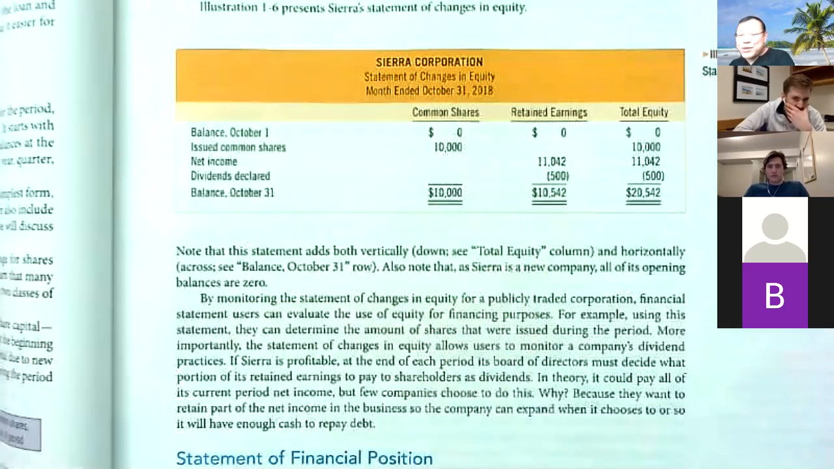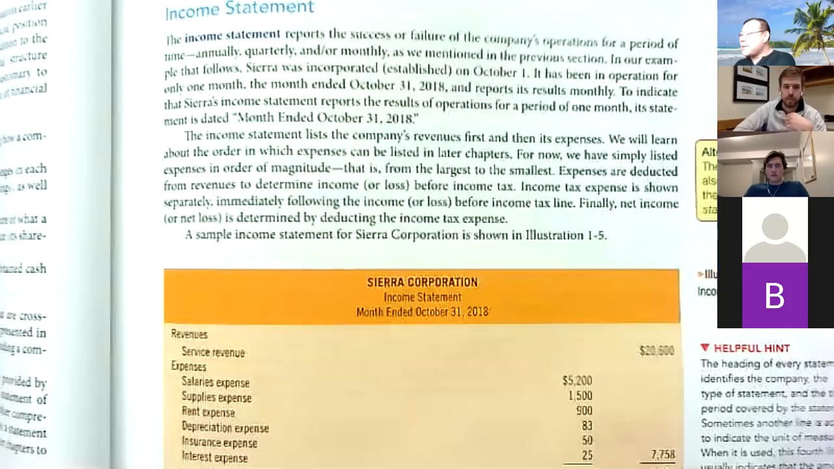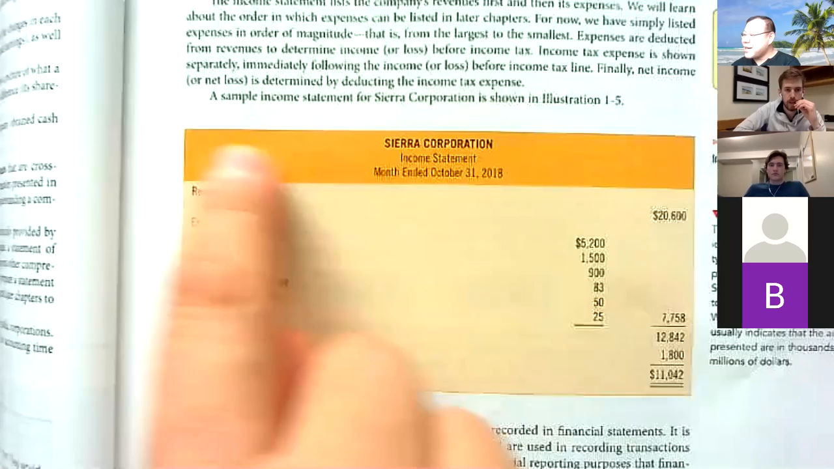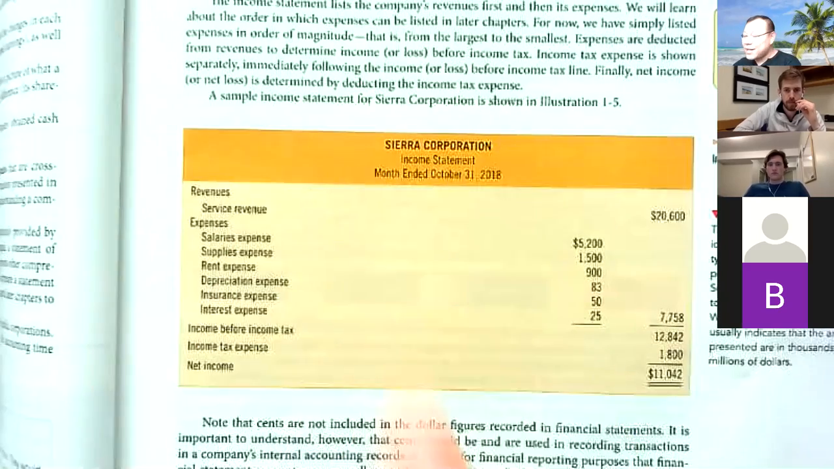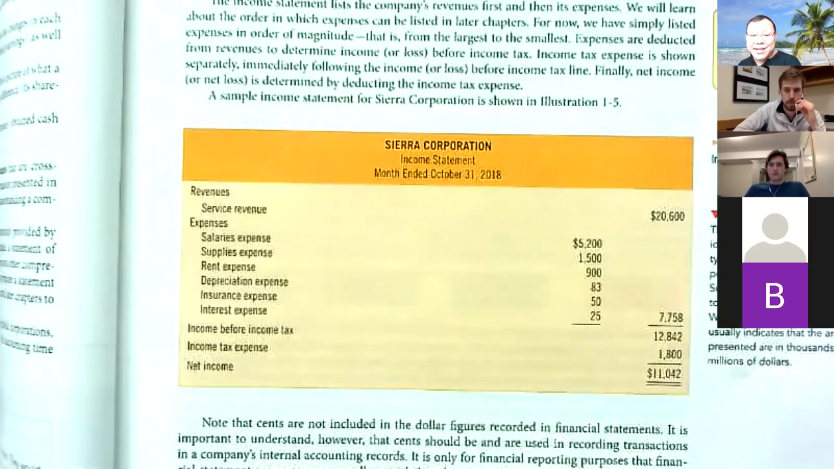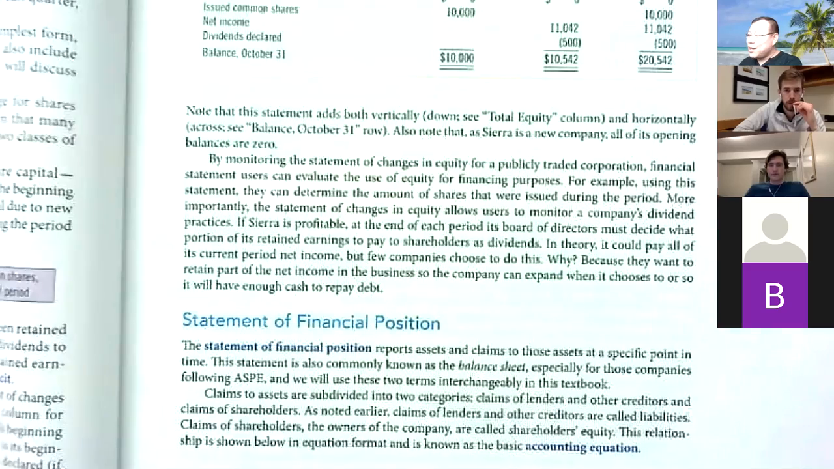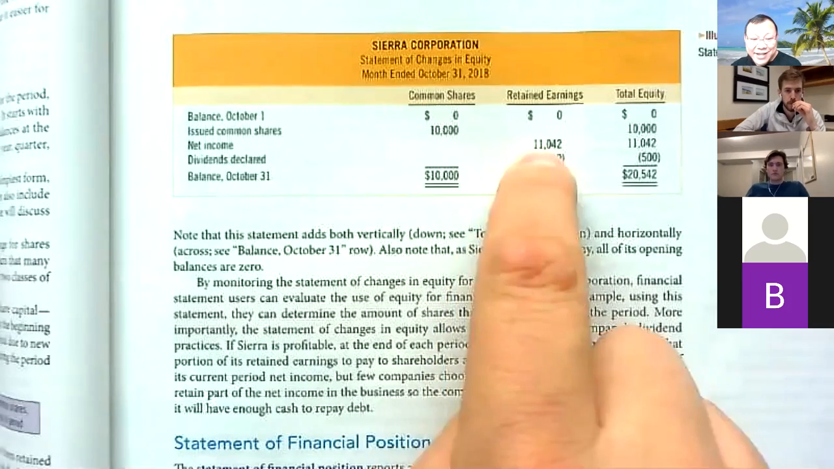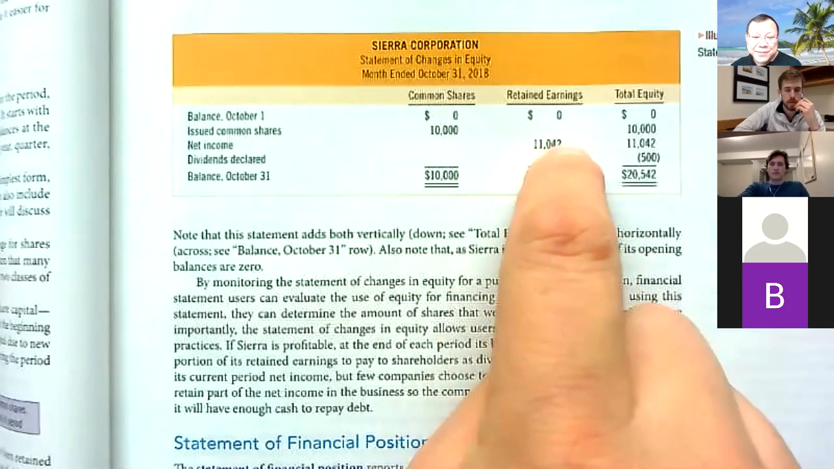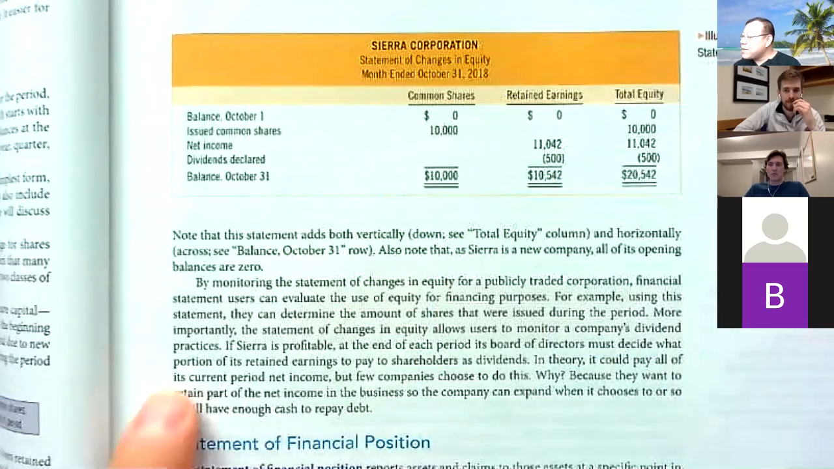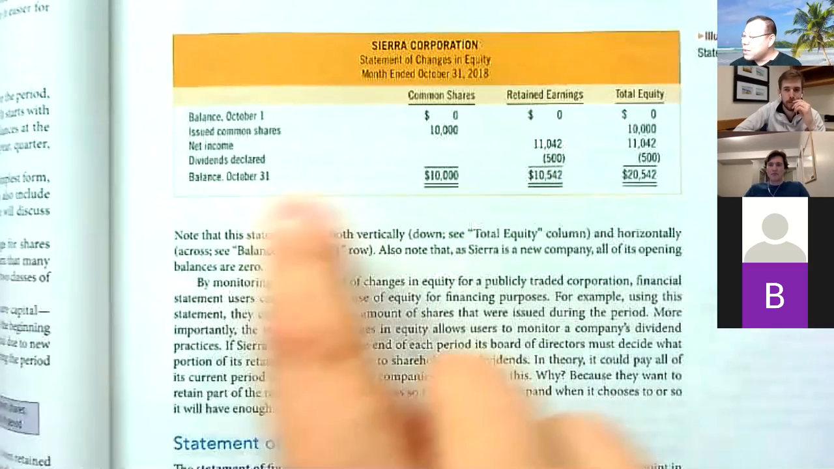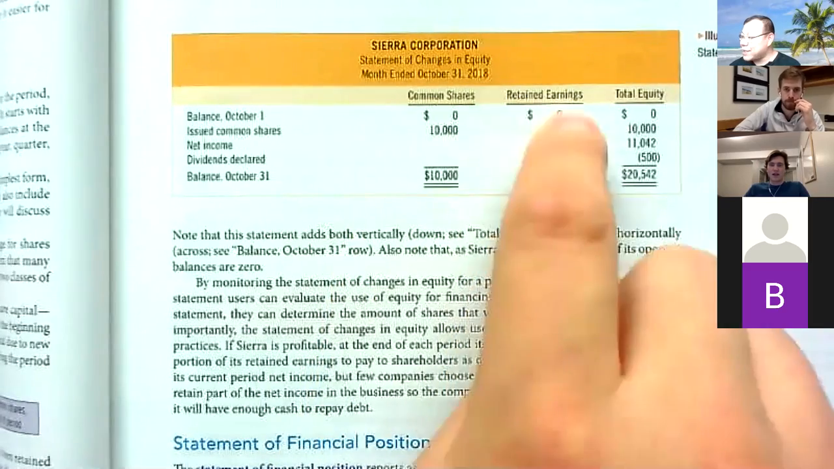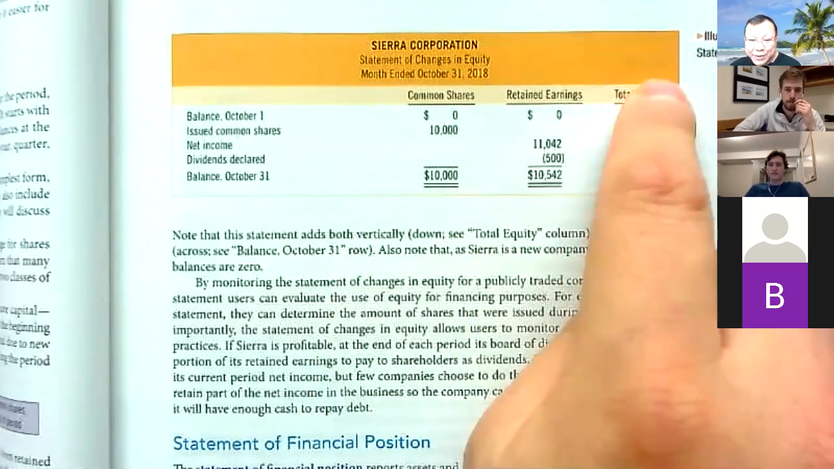You see why you have to prepare the income statement first. You have a net income number, and this number will go here. Makes some sense. Now in this statement, you know the balance for common shares, the balance for retained earnings, and the balance for total equity.